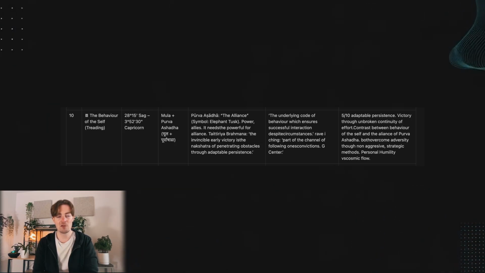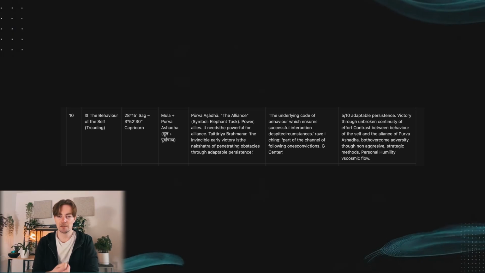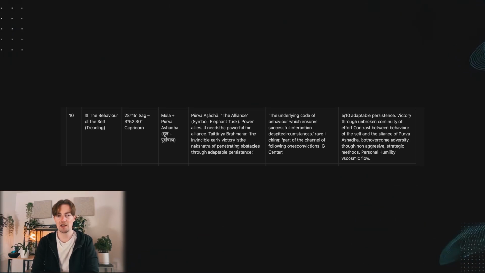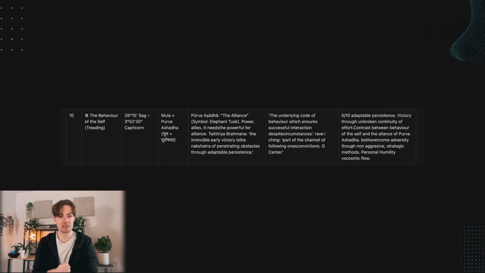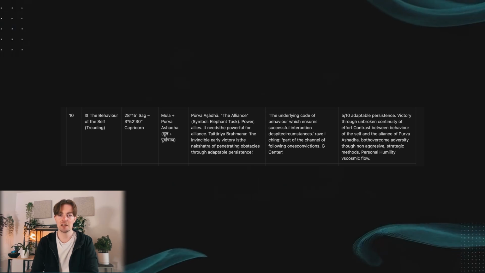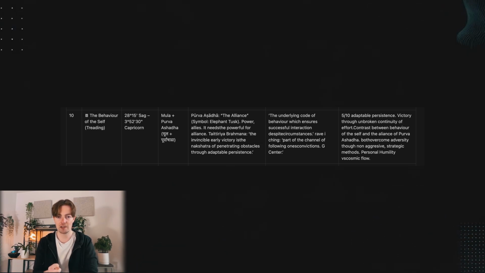So this behavior of the self, part of the channel of following your own convictions, it's still a powerful characteristic to follow your own convictions. Works well being in late Sagittarius. Not quite sure how it matches to this very powerful alliance-oriented nakshatra of Purva Ashada. So I give it a 5 out of 10.